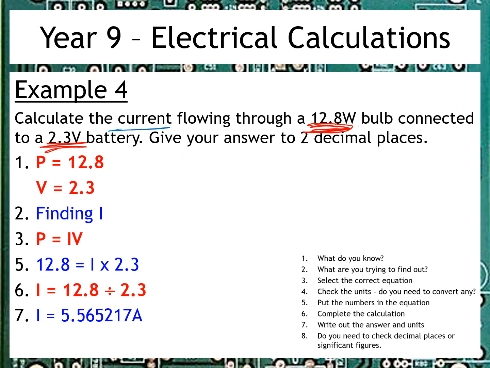Now, it asks us to check about decimal places, and up here, it asks us to go to 2 decimal places. So if we have a little look at our answer and we pick 2 decimal places, that's 5, 6. But the next number 5 means I have to move the 6 up to a 7. So my 2 decimal place answer will be 5.57 dp.